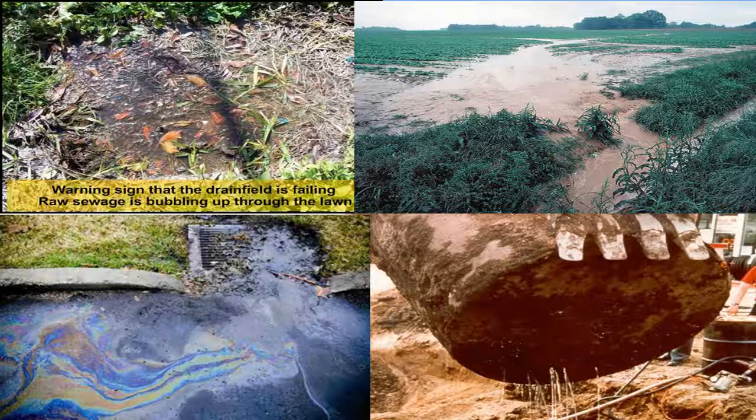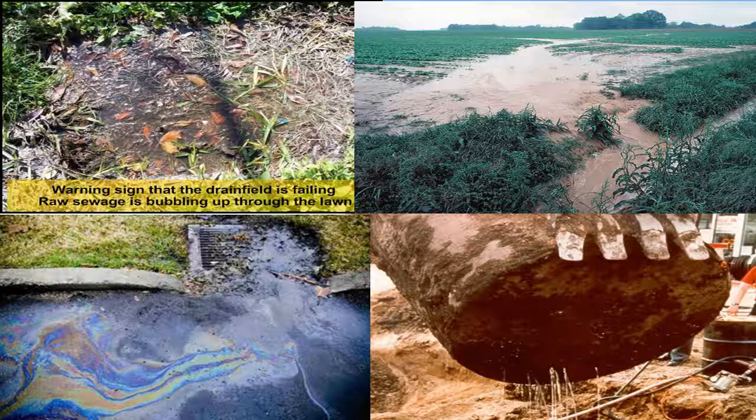This slide depicts 4 different examples of non-point and point source pollution. In the top left corner is a failed septic system in a rural area. Basically, the raw sewage is bubbling up to the surface from the failed drainage field. As a result, there would be an odor to this, as well as a health risk associated with the fecal coliform bacteria in the raw sewage.